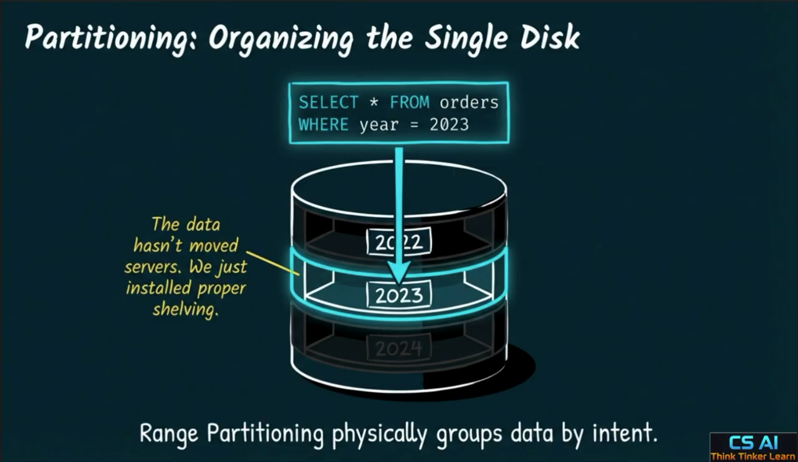Partitioning is your first line of defense, organizing the single disk. We aren't moving servers, we are just installing proper shelving. By using range partitioning, we physically group data by intent, like storing 2023 orders together. It's simple, it's effective, and drastically reduces the data your database needs to touch.